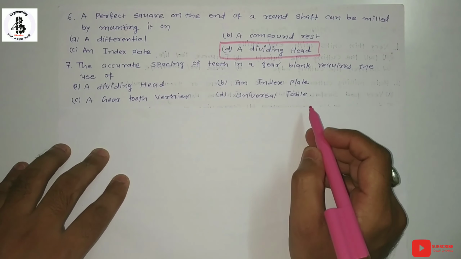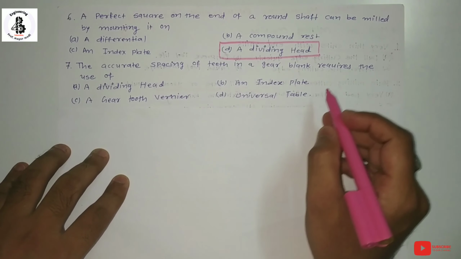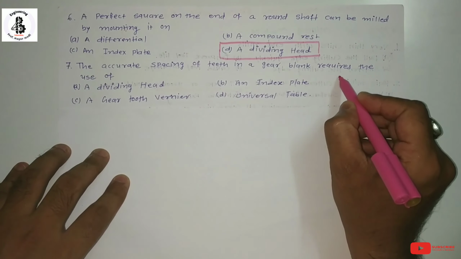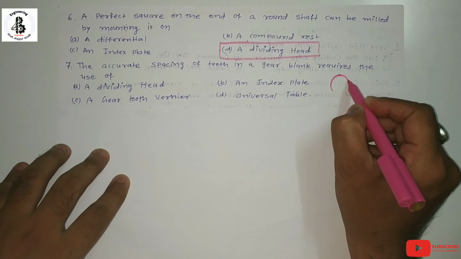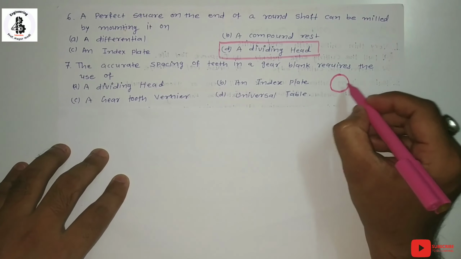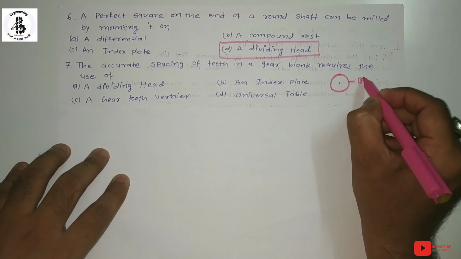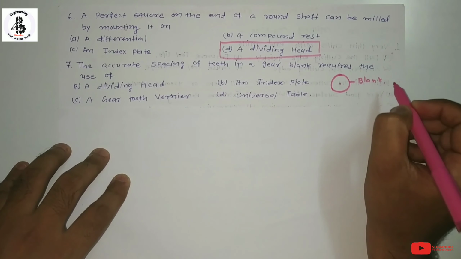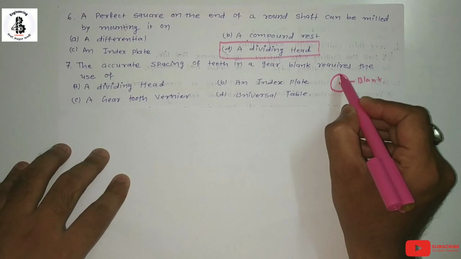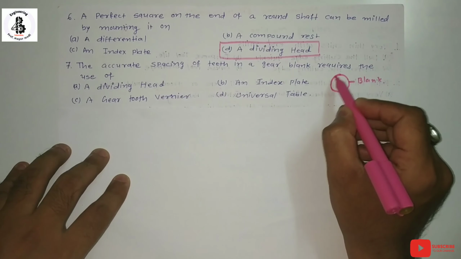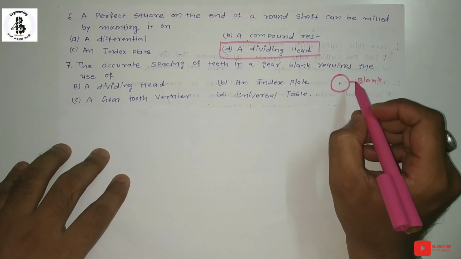So basically, the dividing head will be used for dividing the periphery of the job. You can see that this is the periphery of the job, or you can say the blank to make a gear. So if you want to divide this periphery into an equal number of parts, you can use the dividing head.